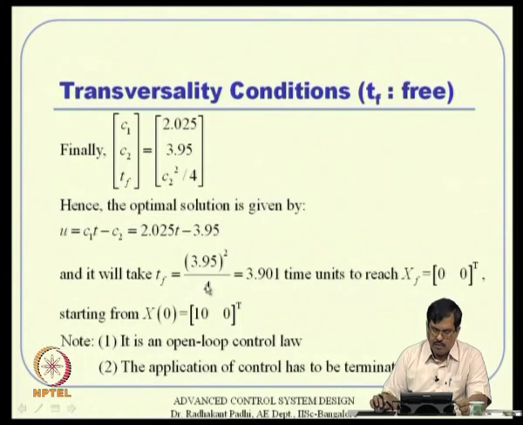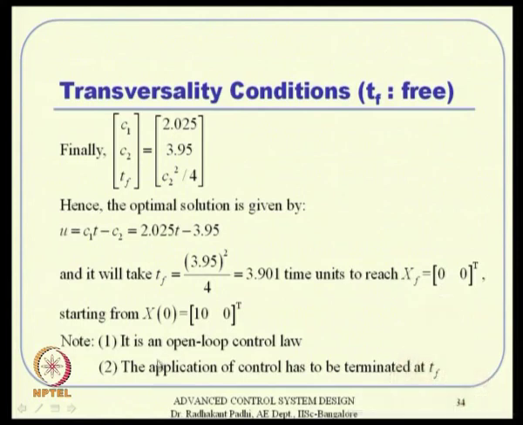So, finally you remember, even though we got the solution, we essentially landed with an open loop control, and the application of control has to be terminated at Tf. I mean beyond that the solution is not valid. You do not have to define Tf a priori, because Tf is something that you are evaluating here, which is the minimum Tf, but the control law is really not valid after that actually.